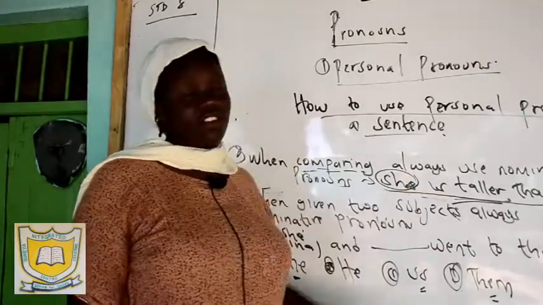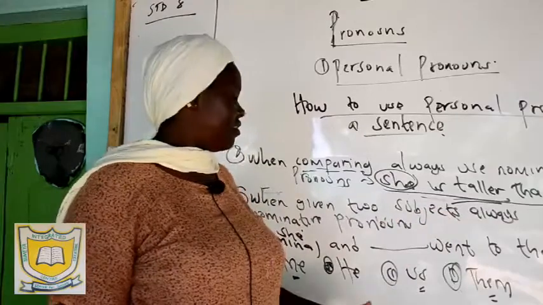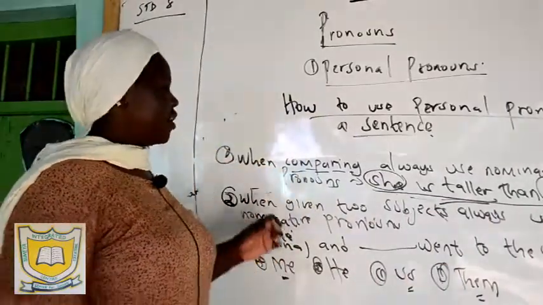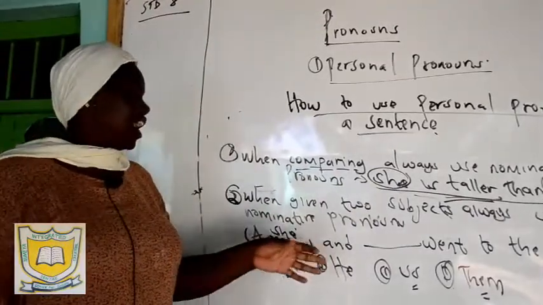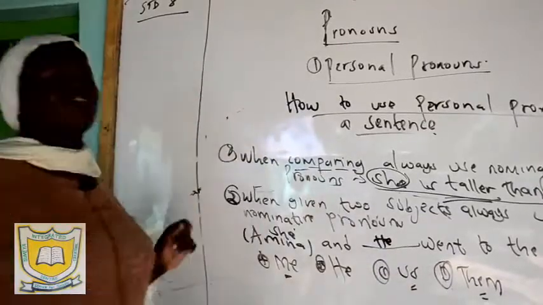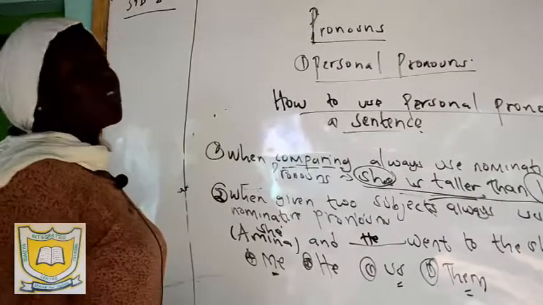He went to the shop. The sentence is correct. Us went to the shop. The sentence is wrong. Them went to the shop. It is wrong. Simply construct sentences using the answers you've been given. She and he, so the correct answer is going to be what? She and he went to the shop.